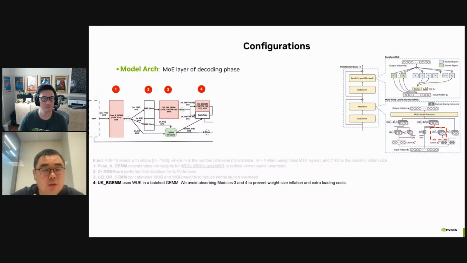Please note, WK represents the up projection GEMM of the KV tensor. And here, we have reassigned the path from the KV path to the query path to reduce the memory load overhead of the KV cache for the attention kernel. The other point is that we avoid absorbing module 3 and module 4 to prevent weight size inflation and to avoid the actual weight loading costs.